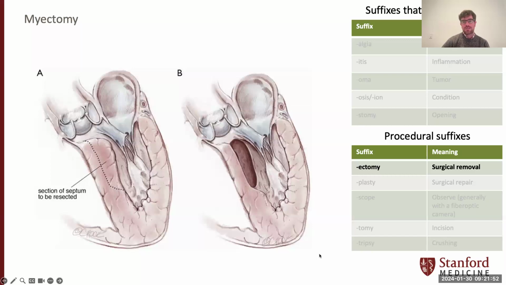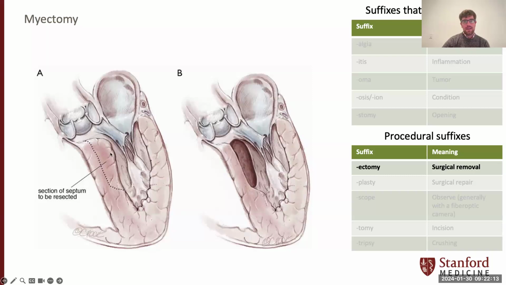Next, we'll talk about procedural suffixes. These are things that are actually being done to the root. A myectomy is a procedure in which we actually resect the muscle. This is in particular showing a septomyectomy. This is the septum of the heart. This is your left ventricle and the outflow to the aorta. This is your aortic valve right here.